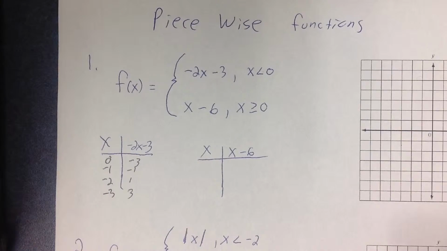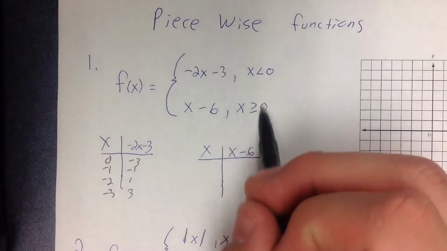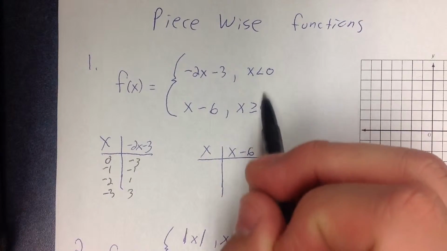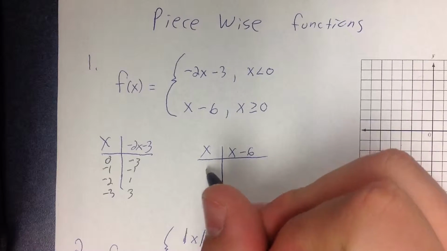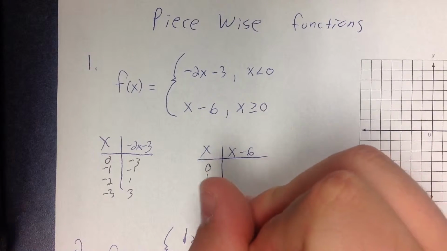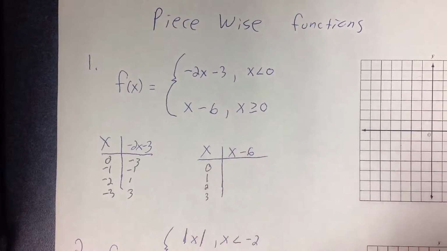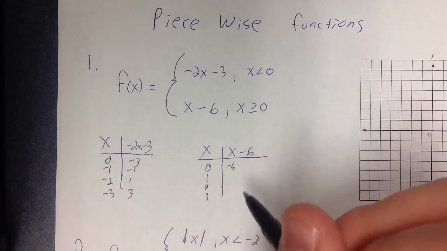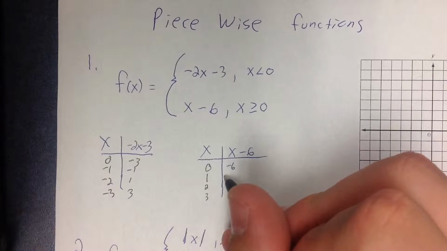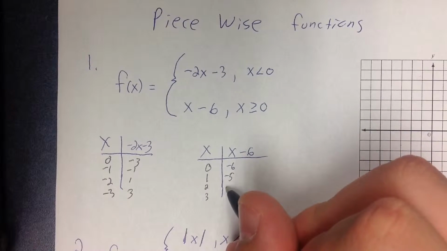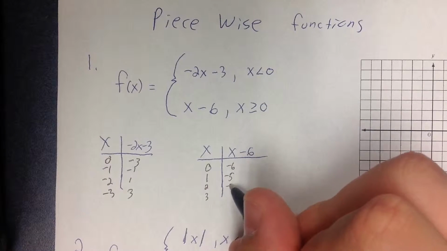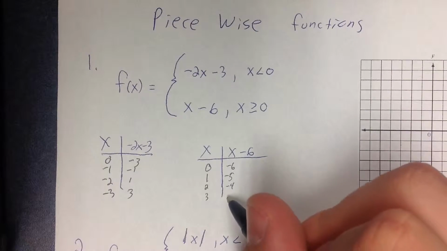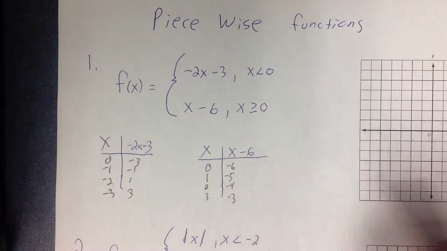And then on the other one, I'm going to start at 0 because that's kind of my dividing point of the piecewise function. So I'm going to start at 0, but this time I'm going to go greater than 0. So if I put in 0, 0 minus 6 is negative 6. If I put in 1, 1 minus 6 is negative 5. Put in 2, 2 minus 6 is negative 4. 3 minus 6 is negative 3.